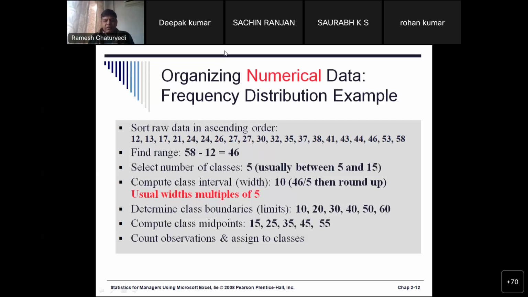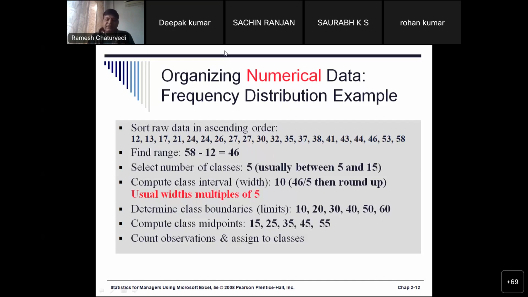So 20 plus 10 divided by 2, that is 15. Yes sir. What will it be for the second? It will be 30 plus 20, that is 50, divided by 2, 25. Yes, like this you calculate the midpoint. The midpoint is the average value of the lower and upper class limit.